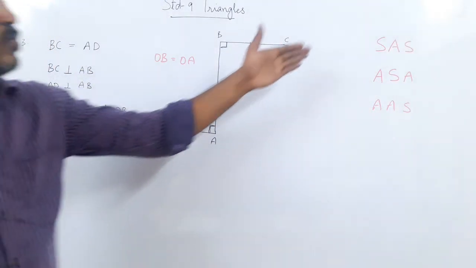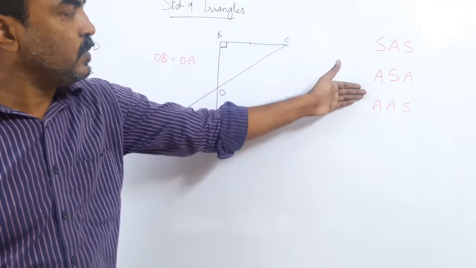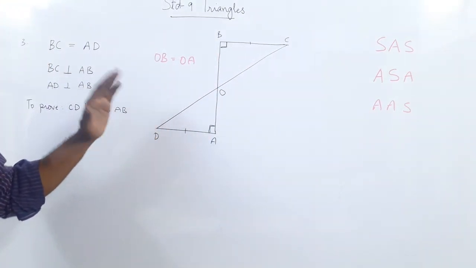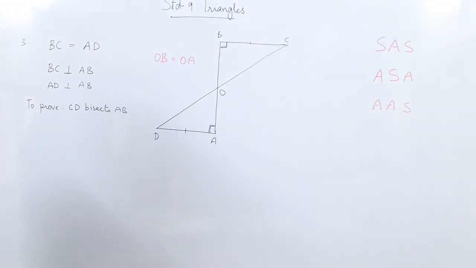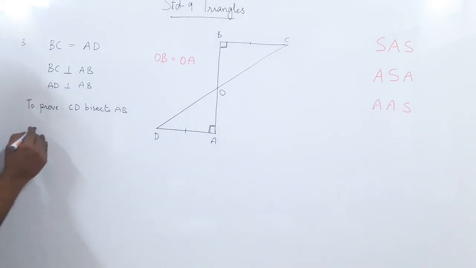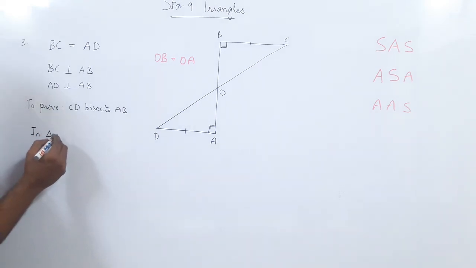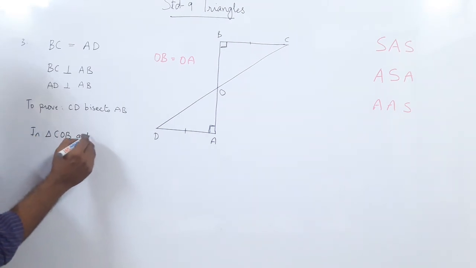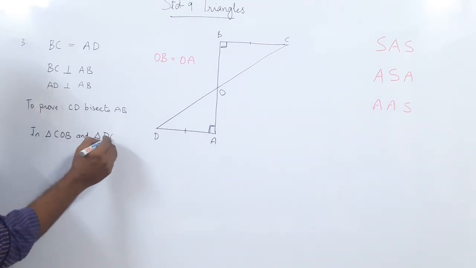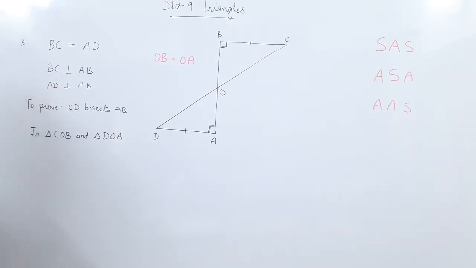So you have to choose which one should I take from here, which triangle should I take, which correspondence should I take, which axiom or which theorem I should take to prove this. So I will start the sum. I will take triangle COB and triangle BOA. So this is a very important step, to select which triangles.